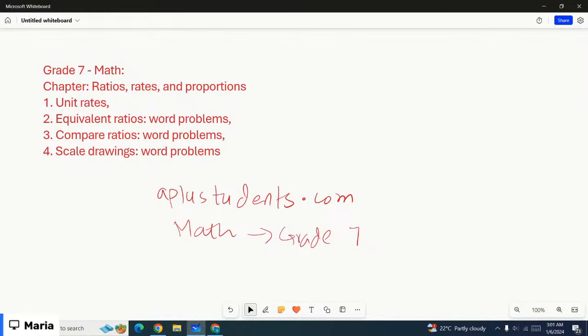We're going to start with the chapter ratio, rates and proportions, and the lessons we're going to cover today are unit rates, equivalent ratios word problem, compare ratios word problem, and scale drawings word problems. So please make sure you have your notebook and pencil so that you can note down the important examples and definitions as well. So let's just start with the chapter ratios, rates and proportions.